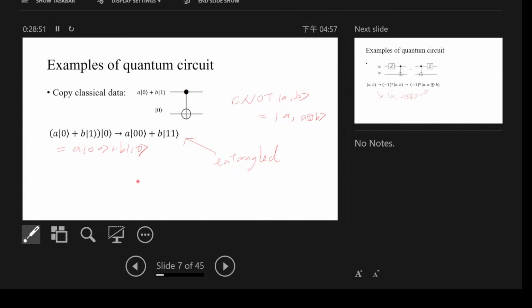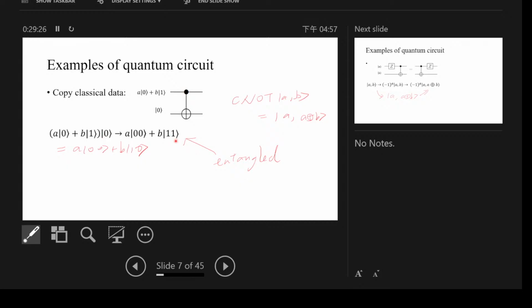And let's see some calculation examples. So I guess this is a bit of an easier example than the one already given. Okay, so first we have copying classical data. So you have a superposition state here, A0 plus B1 on the first qubit and 0 on the second qubit, and then we do a CNOT. And remember CNOT of A, B equals A and A plus B. And then we want to know what this thing is.